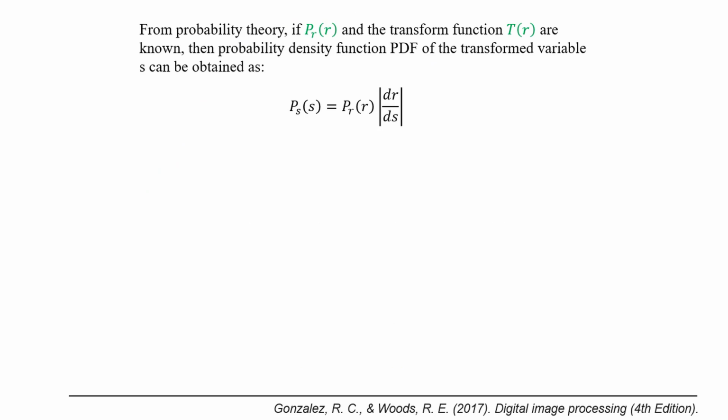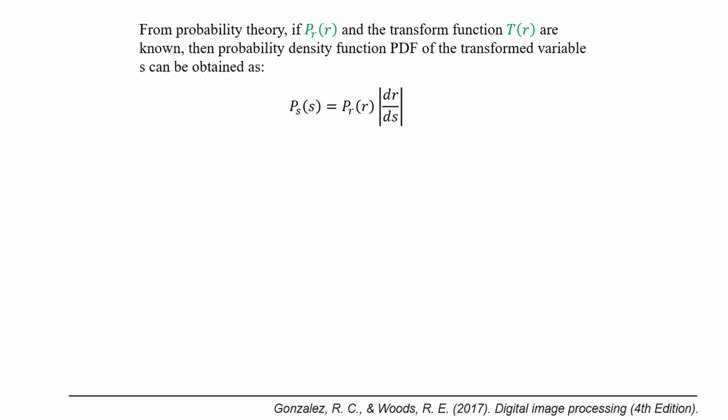From probability theory, if P of R and the transform function T of R are known, the probability density function of the transformed variable S can be obtained as follows. P of S equals P of R times the absolute derivative dr over ds.